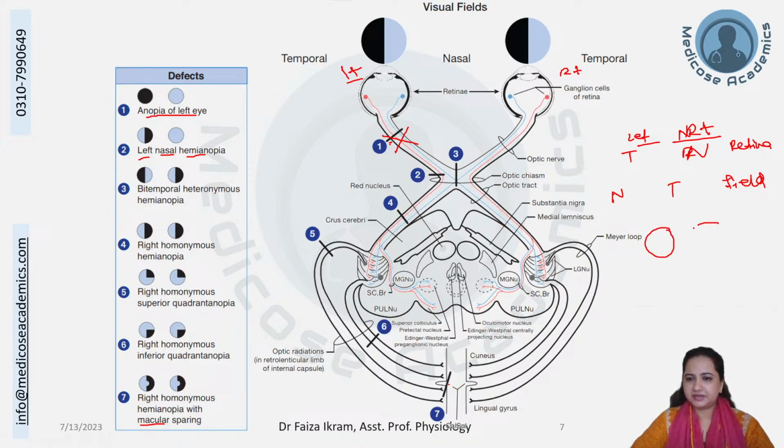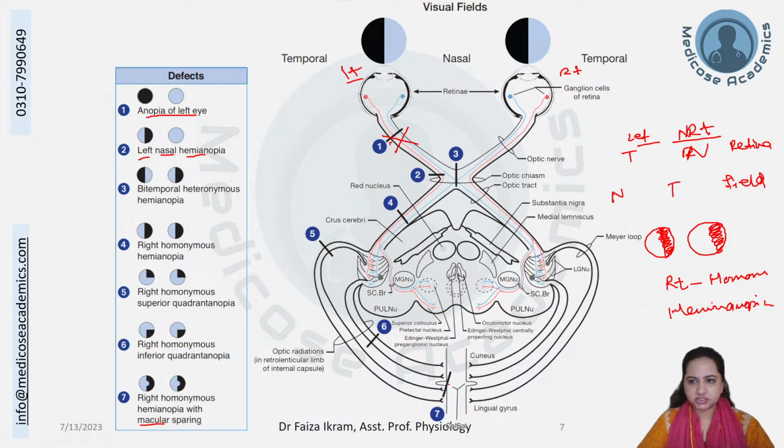If we translate it into these circles, the loss will be the nasal field of vision of the left eye and the temporal field of vision of the right eye. If we translate it into right and left, this will be right on both sides, and because it is right on both sides we will call it homonymous, because it is involving half of the square. This is hemianopia.